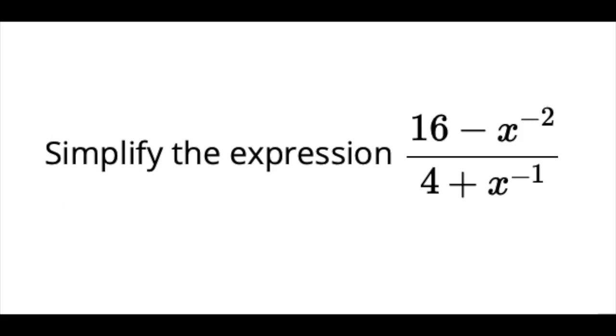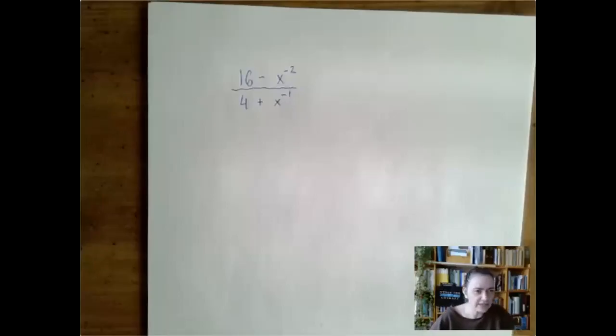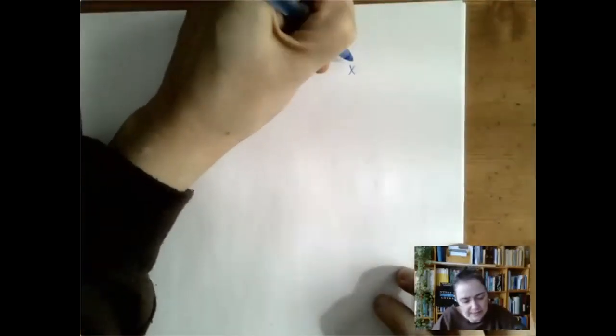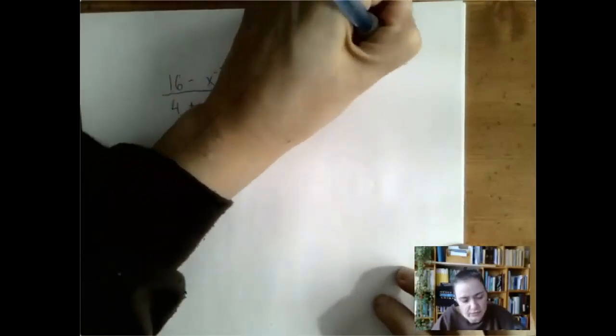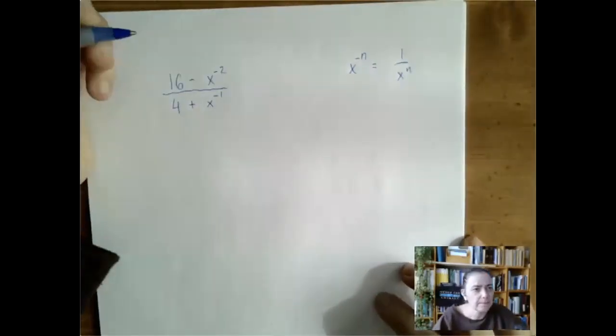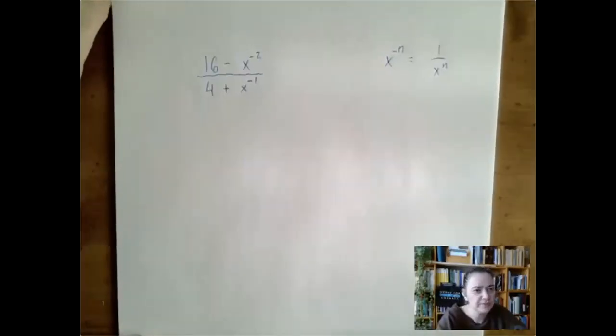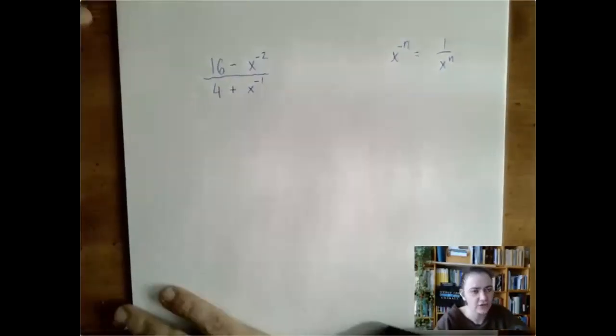What we have here is just a complex fraction, but it doesn't look like it because of the negative exponents. So recall that x to the minus n is the same as 1 over x to the n. And after we rewrite this expression using this, it's just going to be simplifying a complex fraction.